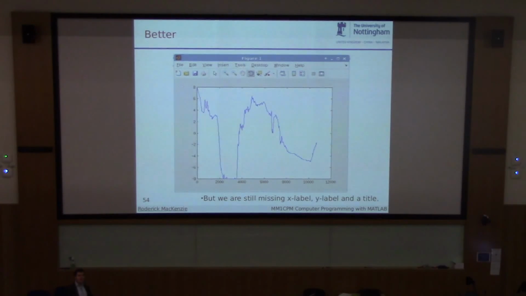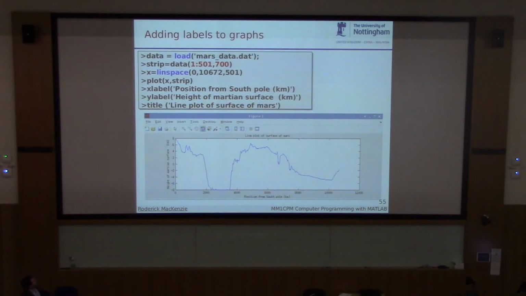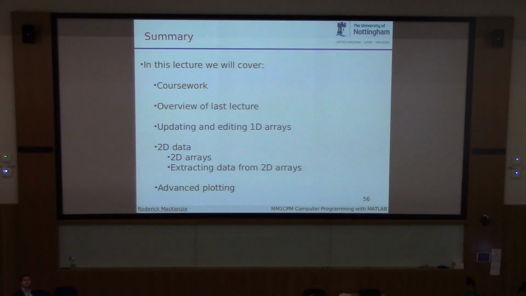But we're still missing x-axis label, y-axis label, and title. And this is the last thing for today. So this is just something you've got to remember. If you want to put on x-axis, y-axis, and title, you need to go xlabel and then put in the text, ylabel, put in the text, and title, put in the text. And that's it.